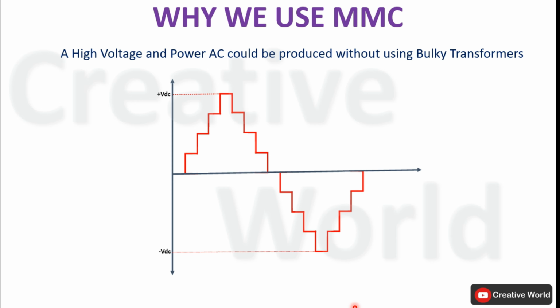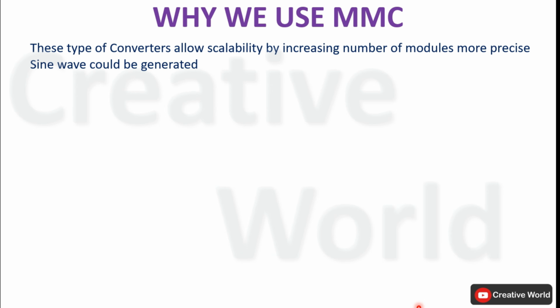So by increasing the number of submodules, we can generate very high voltage without using transformers. Move towards the next reason. These types of converters allow scalability. By increasing the number of modules, a more precise sine wave could be generated. In the previous step, we discussed that by increasing the number of submodules, we can increase the output voltage of these converters.